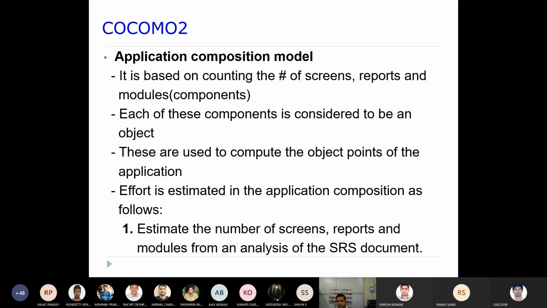So we'll talk about each and every model one after the other, right? First we start with the application composition model, right? As I told you, it is all about the graphical user interfaces and all, right? That is the reason why we try to take the modules, components. Here we try to count the number of screens you really require, how many reports it is going to generate, and how many components will be there as part of your software, right?